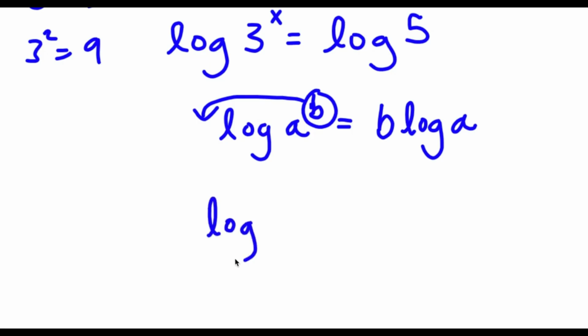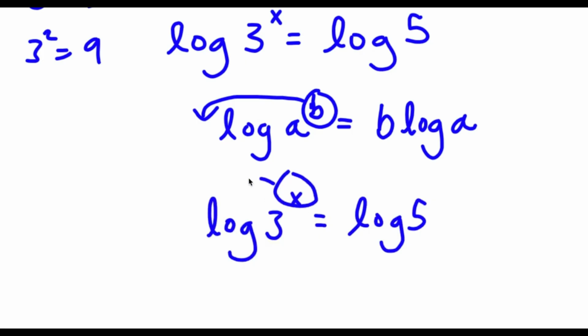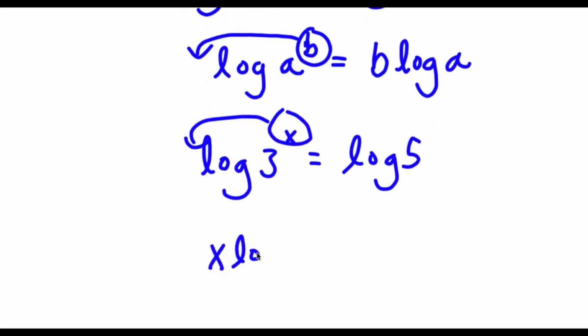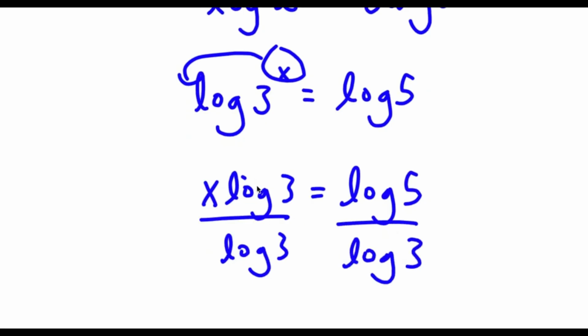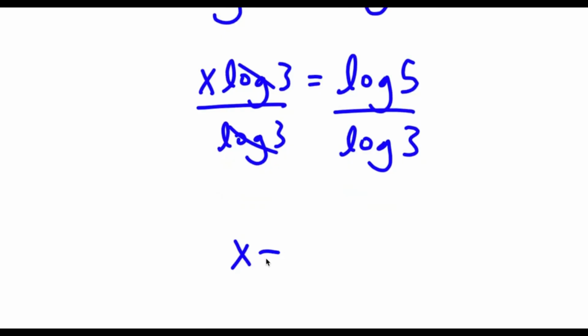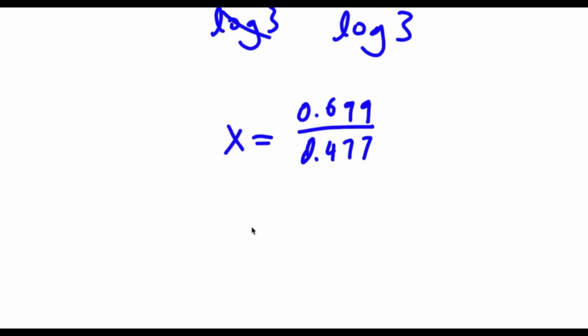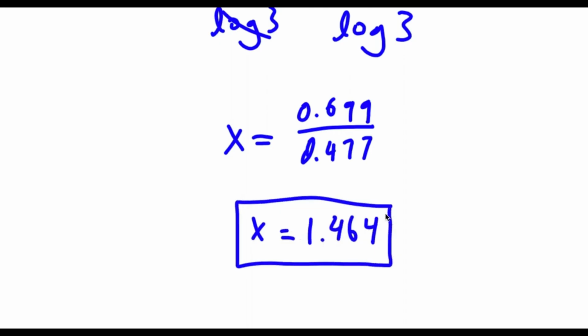So I have log 3 to the power of x is equal to log 5. And now if I move x to the front, I get x times log 3 is equal to log 5. And now if I divide both sides by log 3, these two cancel out, and I'm left with x is equal to 0.699 over 0.477, which is equal to 1.464. So this is my answer.